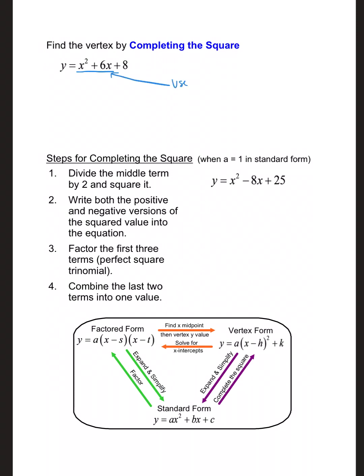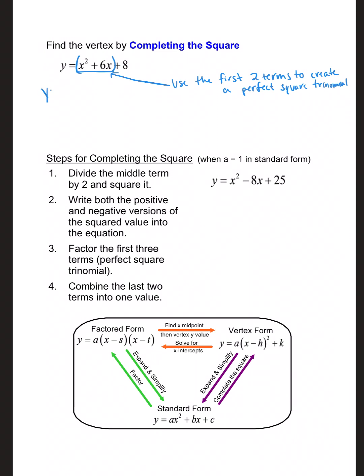So we're going to use the first 2 terms to create a perfect square trinomial. Okay, so I'm going to think about them. I'm going to bracket them. I'm going to think of them as their own equation.